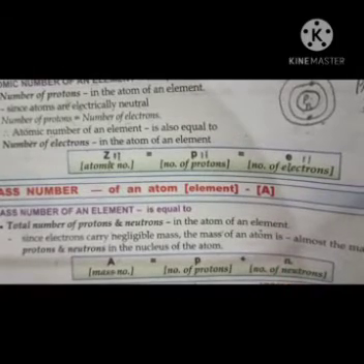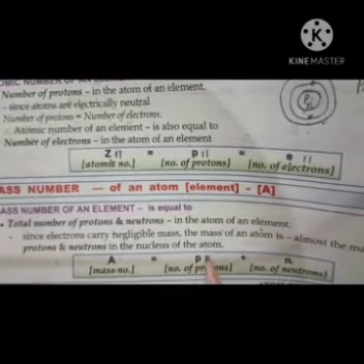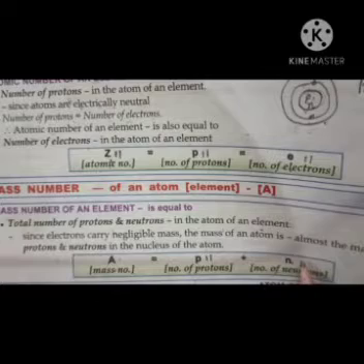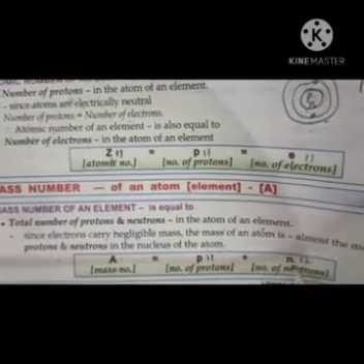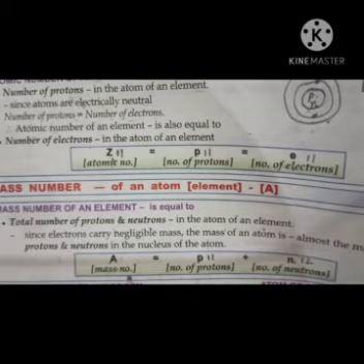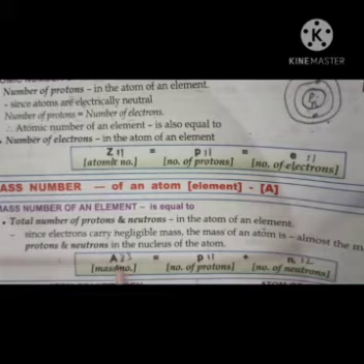Understood? So if the number of protons is 11, and the number of neutrons is, suppose, 12, what is the mass number? That is 23, right?